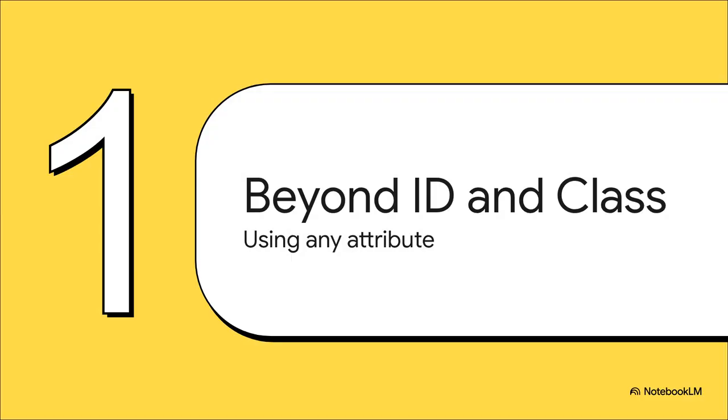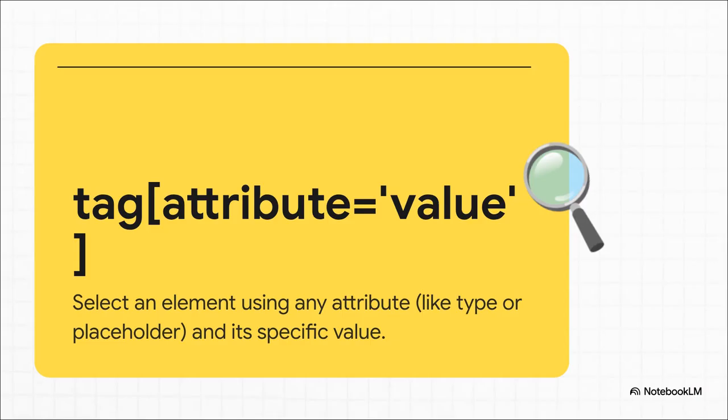Okay, so how do we fix this? Well, it's all about leveling up our skills and moving beyond just looking for an ID or a class. We're going to look at how to use any attribute to find our target with absolute precision. In this syntax right here, this is our key. It looks simple, but man, is it powerful. You just start with the HTML tag, say input. Then you use these square brackets, and inside them you specify an attribute, like placeholder, and then equals, and then its exact value in quotes. That's it. That's the whole magic trick.